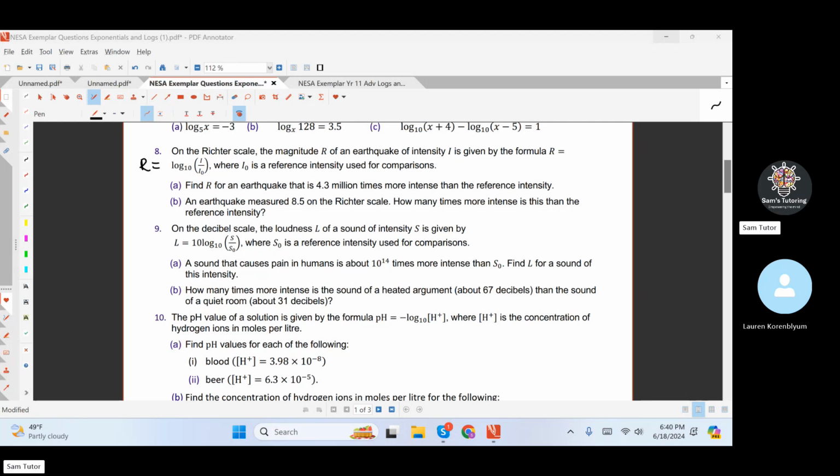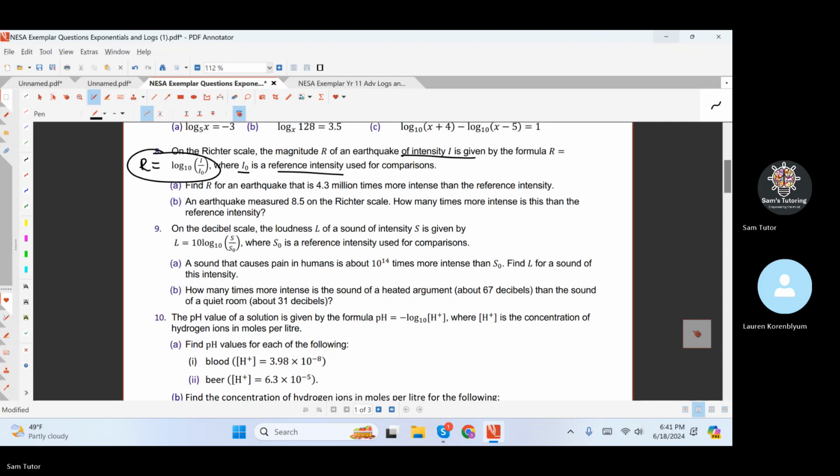True. So then let's forget the words for a second. It just says this is R, and it says I over I naught. I is the earthquake intensity, and I naught is a reference intensity used for comparison. Find R for an earthquake that is 4.3 million times more intense than the reference intensity. So if you want to find R, obviously what must go? You know that I and I naught must somehow disappear, but you know that I naught is a reference intensity used for comparisons. So therefore I must be 4.3 million times I naught, the bottom one.